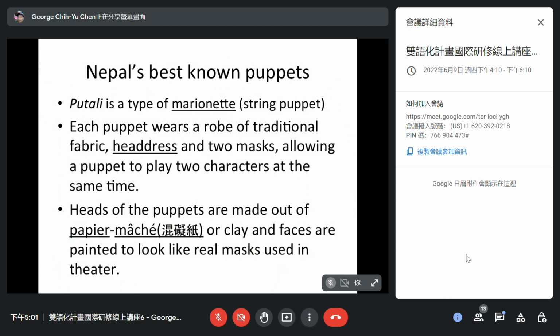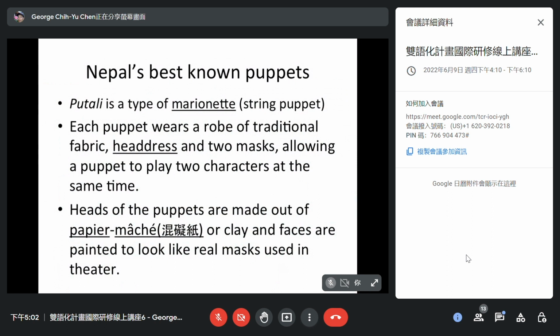And each puppet wears a robe of traditional fabric. Robe means 袍子, 就传统布料做的袍子. And the headdress. Headdress 就是头冠或者是头饰. And two masks. So these puppets are actually two-sided. 它们是双面的. Why do they have two masks? Because the two masks allow the puppet to play two characters at the same time. They just flip around and they become a different character.